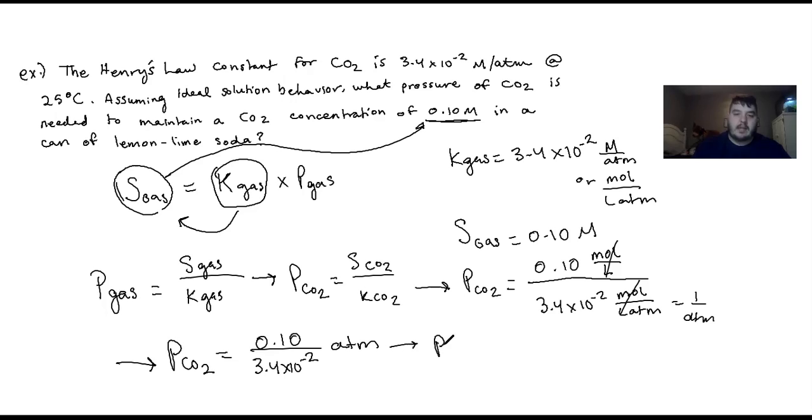So I could say that the PCO2 is going to equal 0.10 times 3.4 times 10 squared ATM. Why did I do that? Because I have 10 to the negative 2 down below. Whenever I have a negative exponent, you can bring it up to the opposite side of the fraction. So let's find out real quick what this calculation is going to be, and then we'll have our final answer.